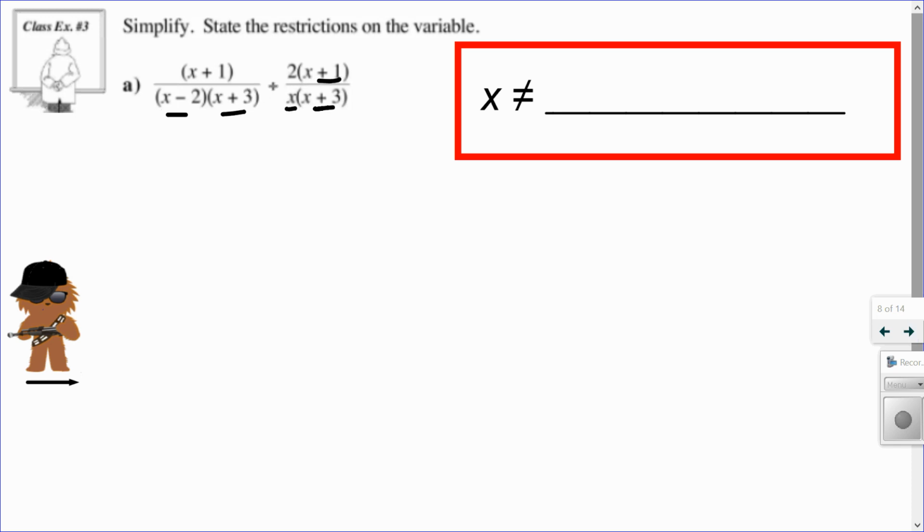So all of these guys need restrictions. So x cannot equal 2, negative 3, 0, negative 1, and negative 3, which I already have. I can just put these into numeric order now. So from smallest to biggest, just to keep it nice and organized. Okay, and now I'm going to keep, Chewbacca, fly.